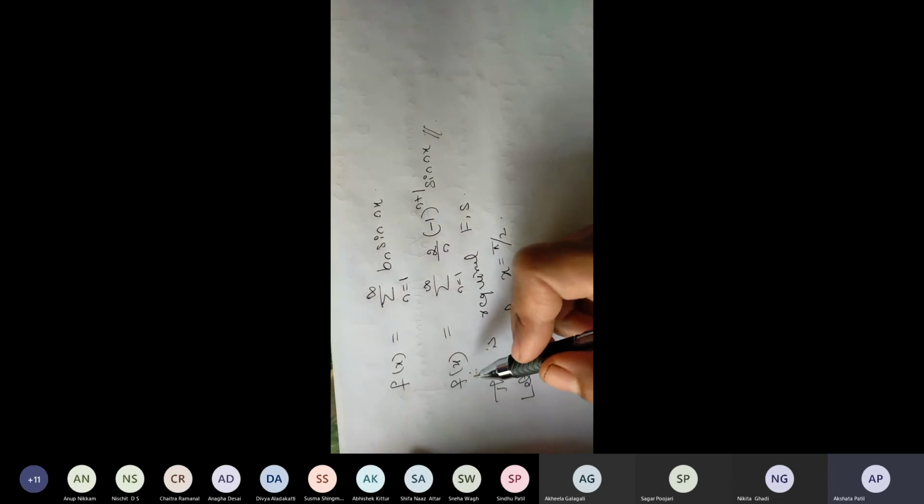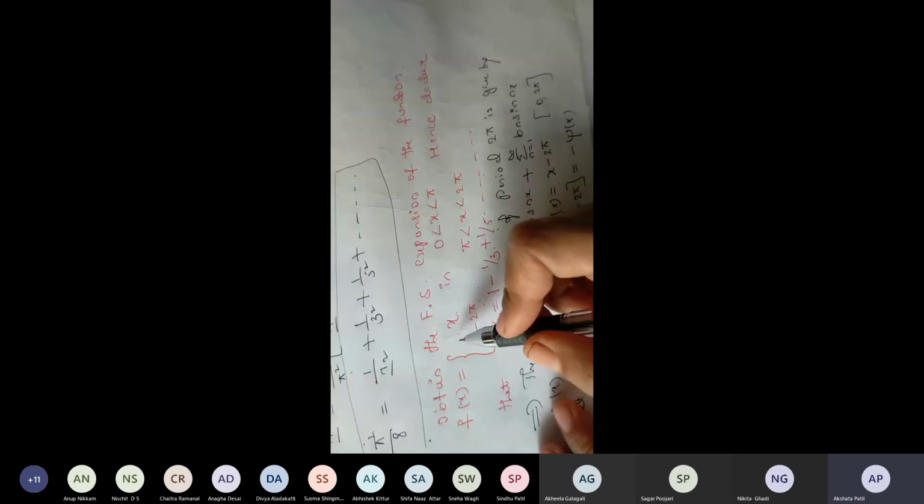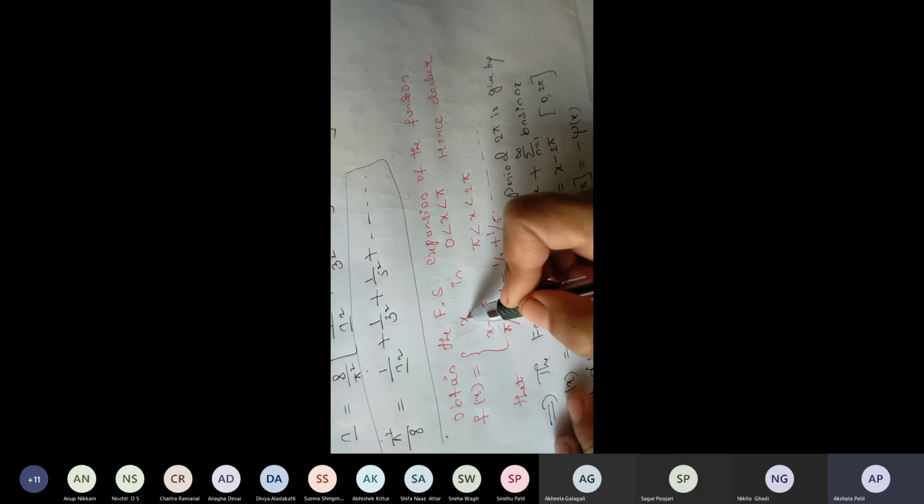Now, what about the LHS part here? f of x is what? The given function, f of x is x. Now x equals pi by 2 means f of x is pi by 2. Yes or no? Yes, ma'am. Okay, so f of x is pi by 2, so the LHS is pi by 2.